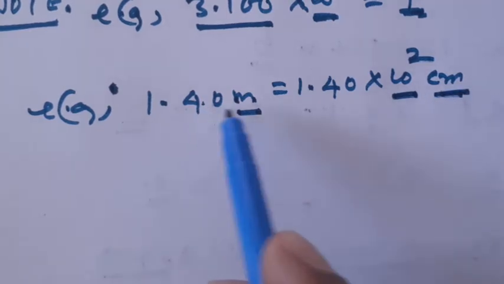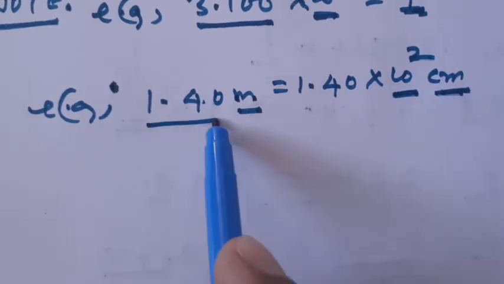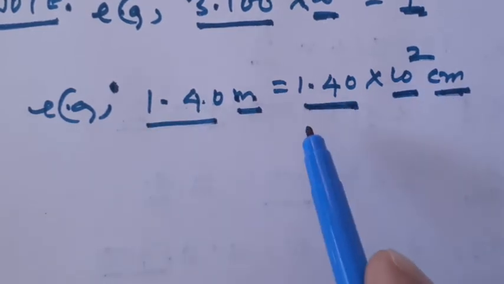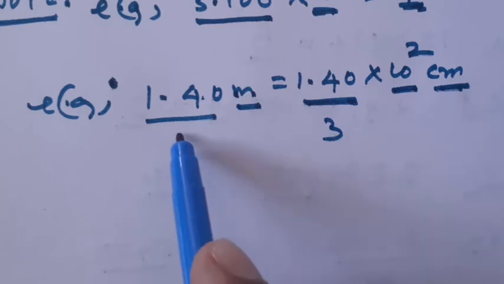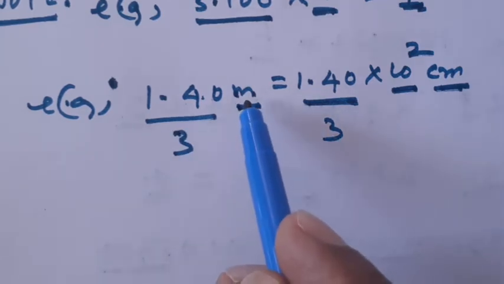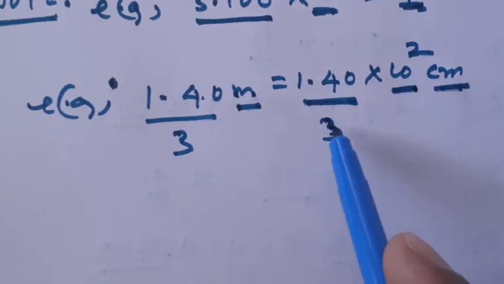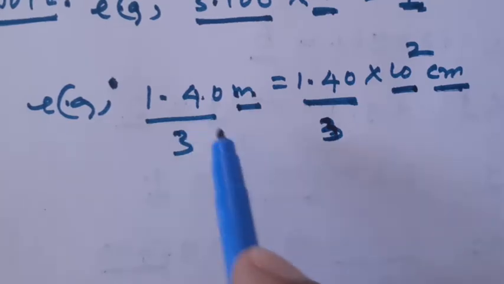So 1.40 meter, 1.40 into 10 power 2 centimeter. In both the cases, the significant figure is only 3. That is, when units are different, these exponents do not have any impact on the significant figure. This is the meaning of this.